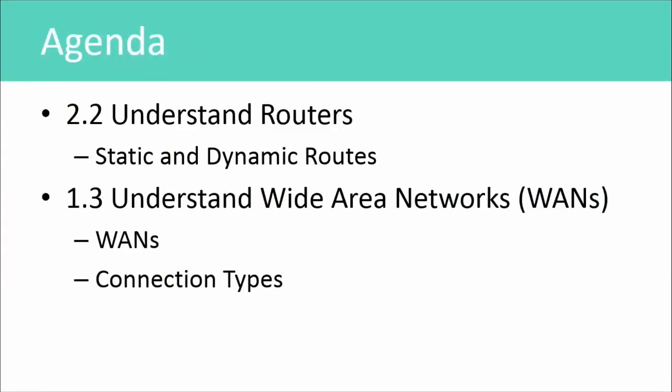All right, let's take a quick look at our agenda. We're going to cover 2 different objectives today. We're going to talk about routers, how they work, and more specifically about static and dynamic routes, so the paths that data can take across the internet and across networks. And we're going to talk a little bit more in depth about wide area networks. The internet, of course, is the mother of all wide area networks. It's huge, but we'll focus on what wide area networks are, and then also talk about a few common connection types that you should be aware of, especially if you're heading off to take the Networking Fundamentals exam.